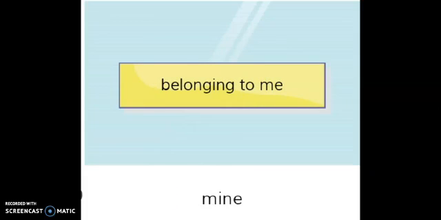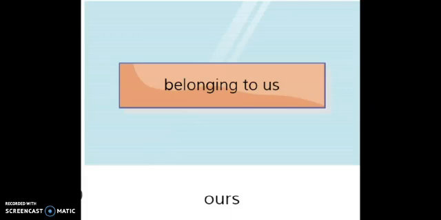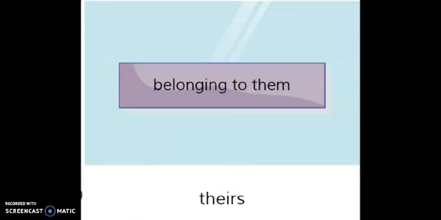And the next one is mine, لي أنا, belonging to me. And the next one is ours, belonging to us. لنا, ours. The next one is theirs, belonging to them. ومعناها لهم. Theirs, لهم.